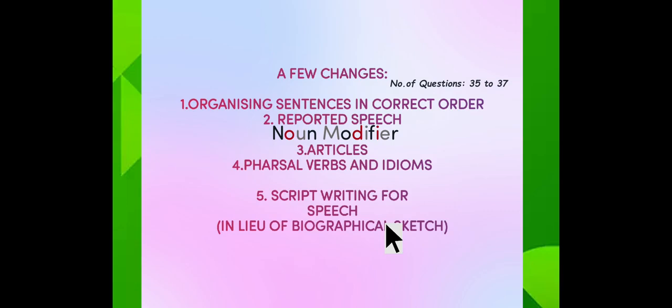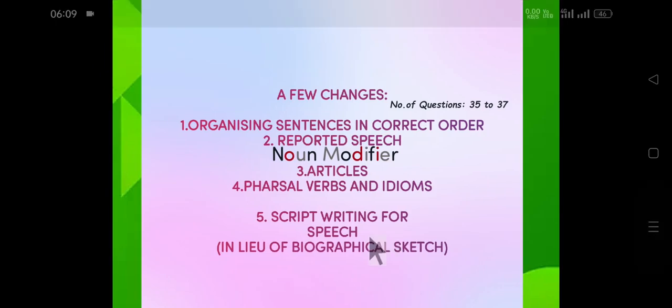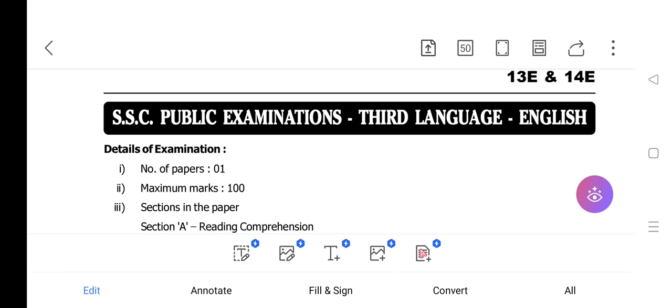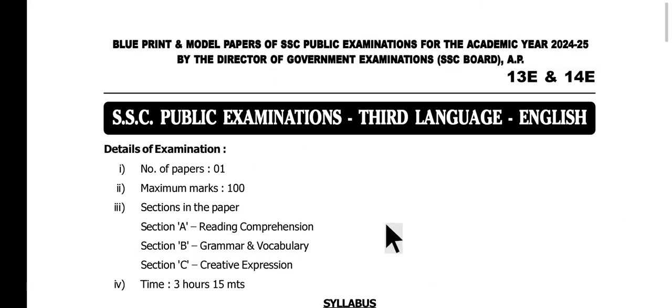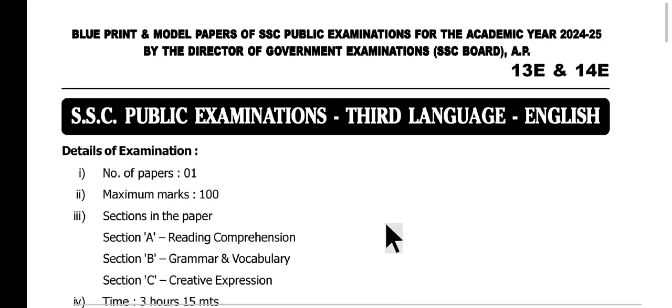Now, dear students, let's go through the detailed blueprint and types of questions and marks allotment for each section and each question. So, dear students, can you look at the blueprint supplied by the Director of Government Examination, SSC, Secondary School Certificate Board, Andhra Pradesh State, and the title and the code of the English paper is 13E and 14E, as you all can see here.